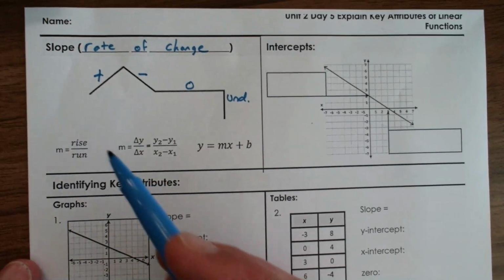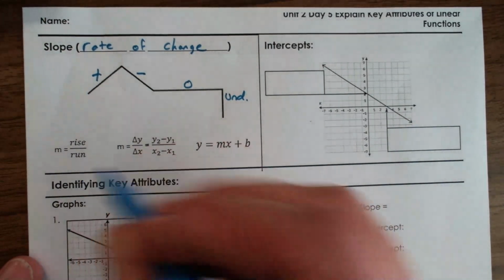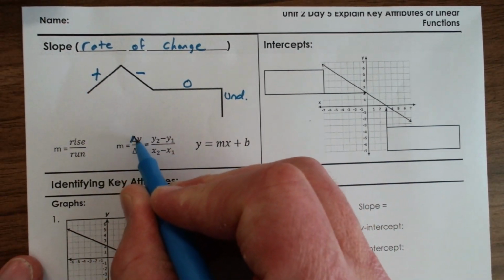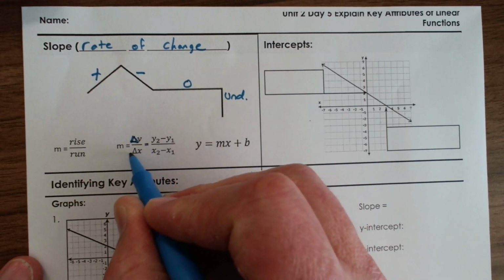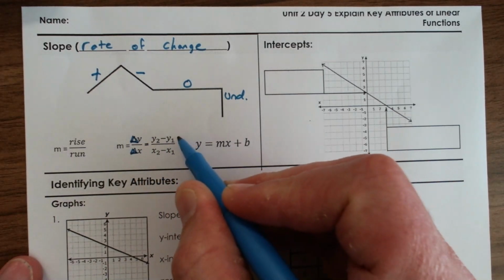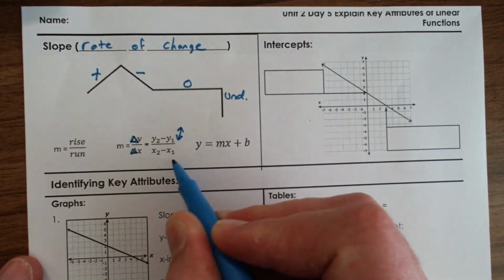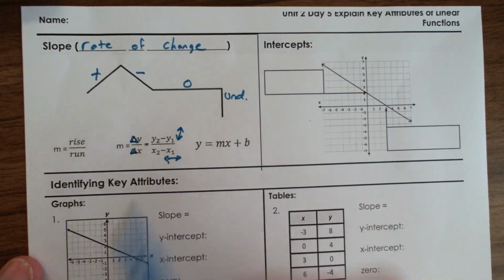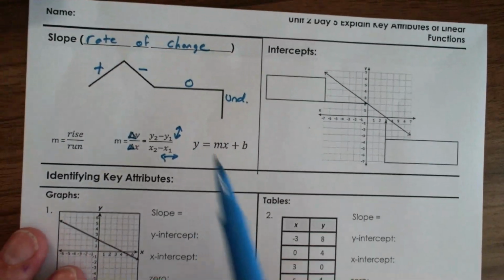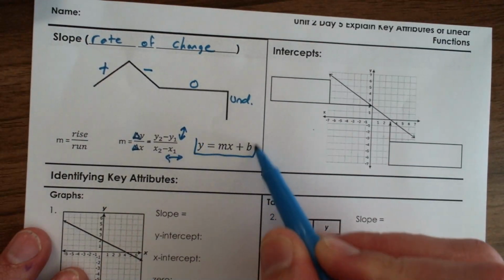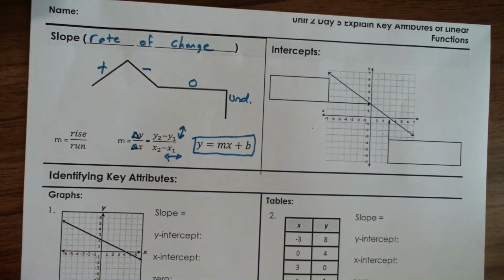Okay. To find slope, we take the rise over the run. So this is the change, this triangle here. This means change in y over change in x. How fast it's going up or down divided by how fast it's going left or right. And then we write it in this form right here, slope-intercept form.